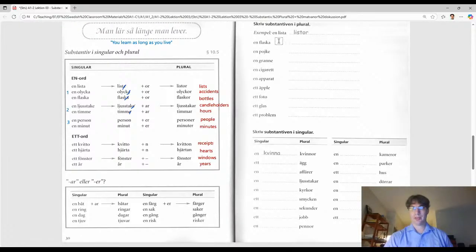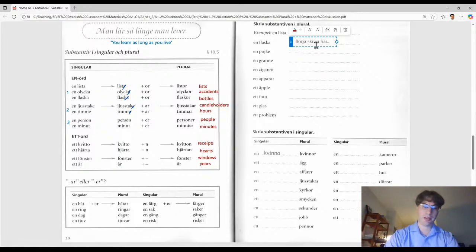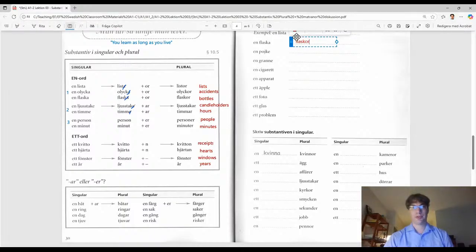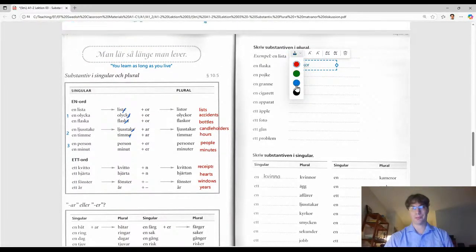And so let's take a look at some of these plurals here. We have a list of singular forms here. Now, what can we do to make them into plurals? Well, here, for instance, en lista, that becomes listor because it ends on A, right? And the A words are the ones that we shift with OR. Same here with en flaska. What's that? That's right. It also ends with the OR in plural. So en flaska, många flaskor, right? Many bottles.